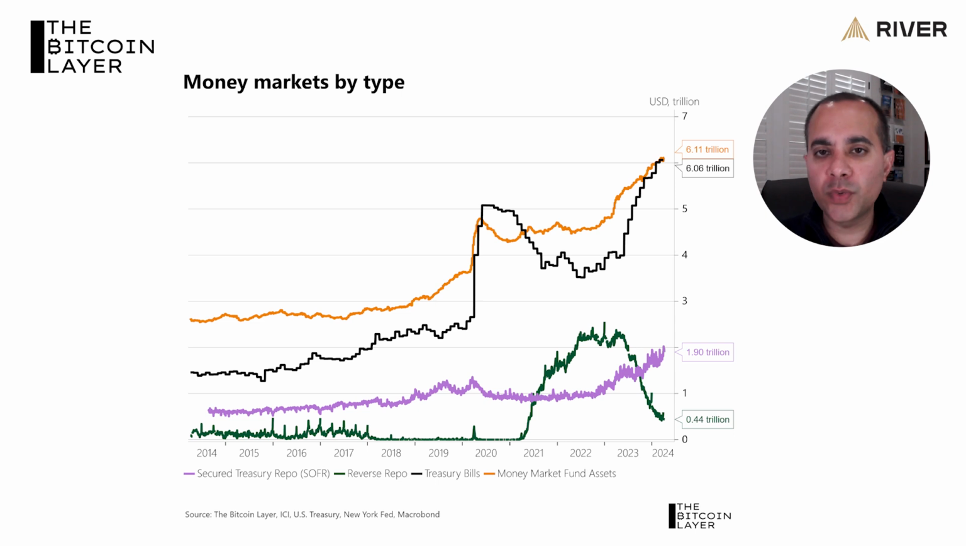Now, in orange, we have once again the money market fund assets. But in black here, we have the Treasury bill supply. So I showed you previously marketable debt at the Treasury level.